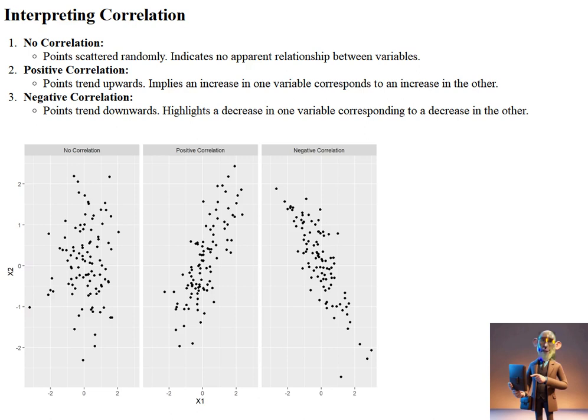Interpreting correlation involves more than just numbers. It's about understanding the visual patterns and relationships in your data. These insights are valuable in making informed decisions and drawing meaningful conclusions from your analyses. Let's keep this in mind as we move forward into deeper aspects of statistical analysis.